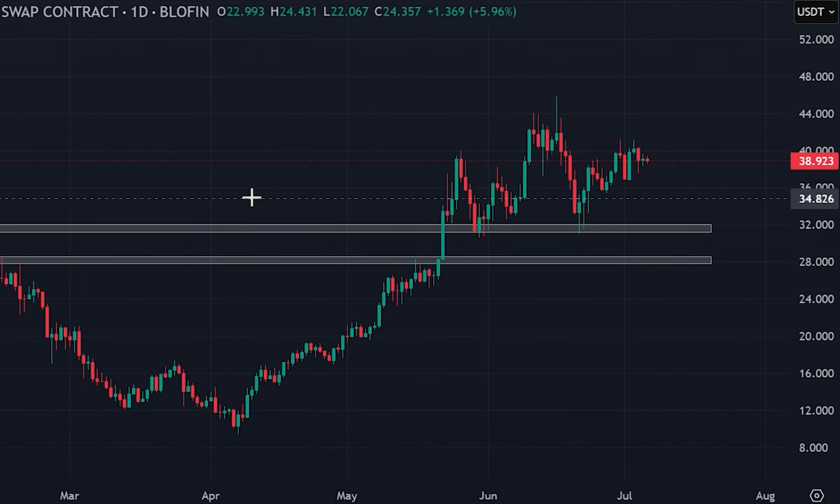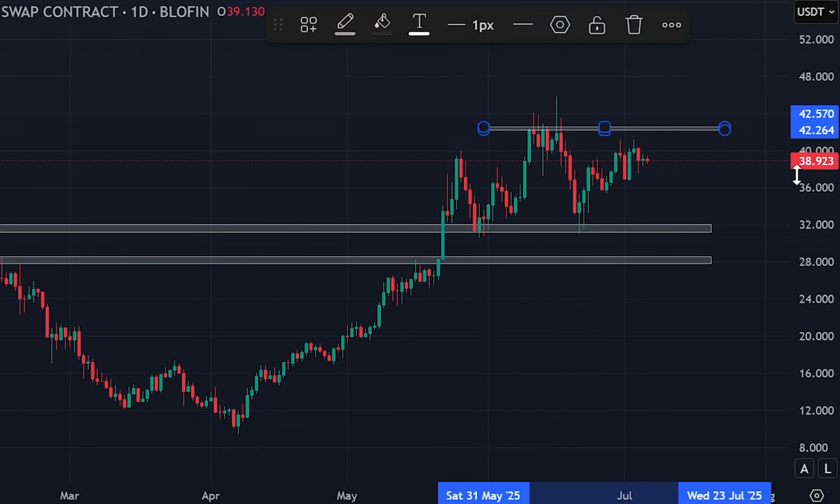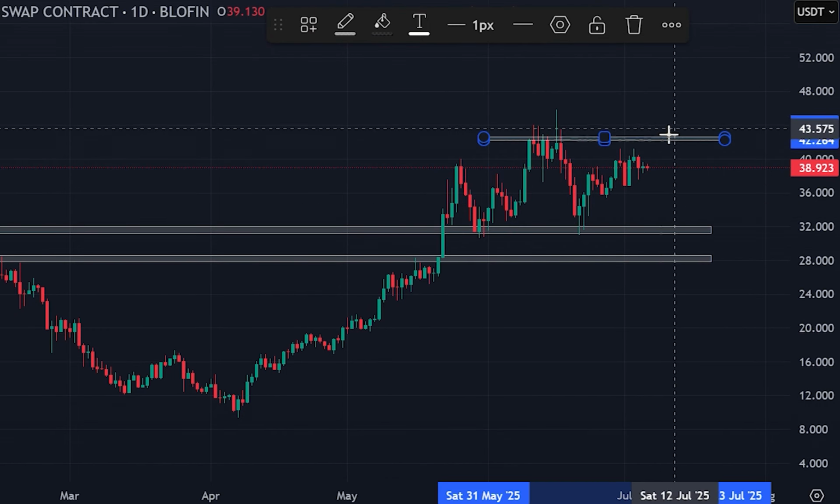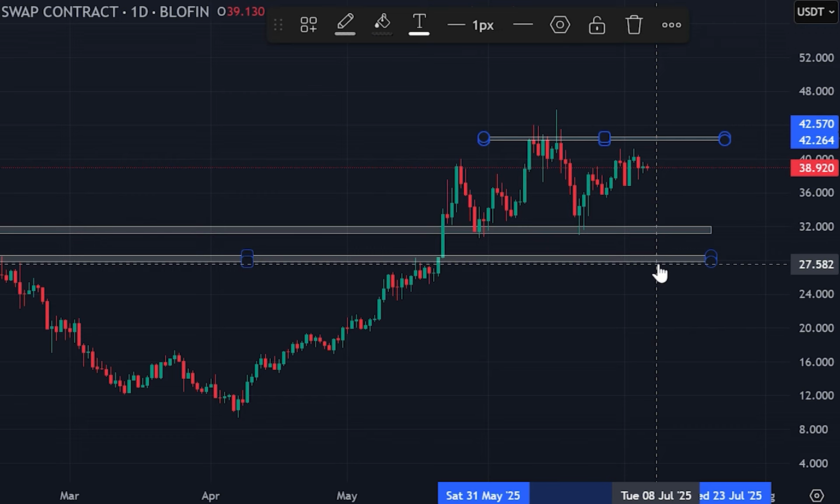We do have daily resistance now forming at $42, which is the next big level to flip. So keep an eye on this. I do think that once that $42 area is flipped, that is the start of the move towards that $52 medium-term target. But for me, now just to recap, $32 and below that $26 are my two main levels to look for entries on Hyperliquid.